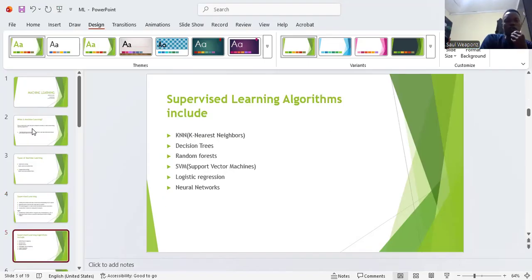Some examples of supervised learning algorithms are k-nearest neighbors, decision trees, random forest, SVM, which stands for support vector machines, logistic regression, and neural networks.